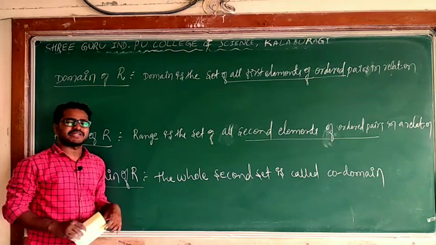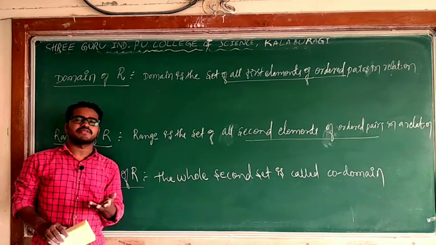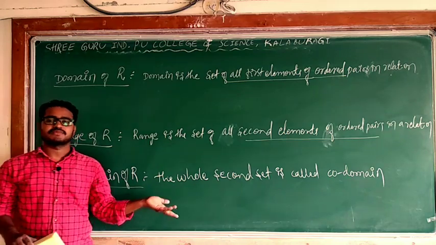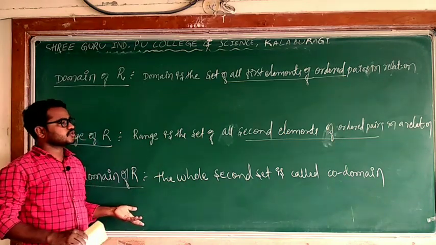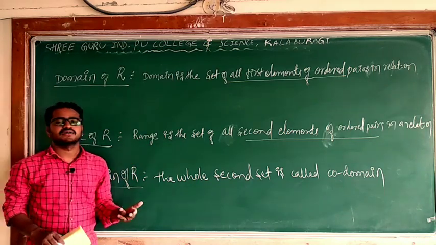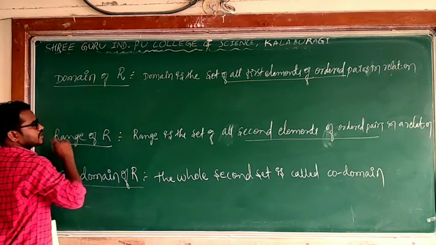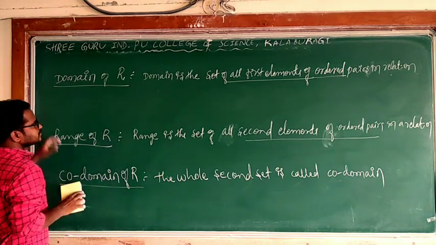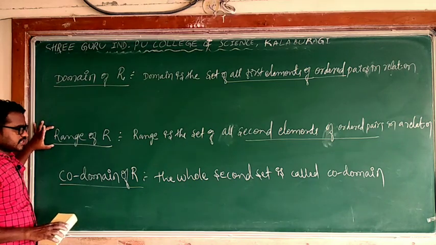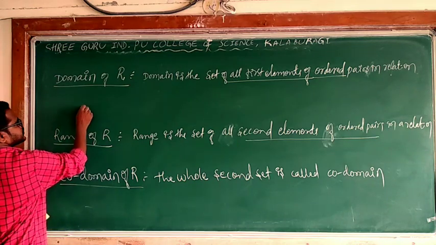Can I say the Cartesian product is also a relation, itself a universal relation? The first elements of the ordered pairs of the given Cartesian product are the domain, and the second elements of the ordered pairs of the given Cartesian product are the range. Domain is a set of first elements. Range is a set of second elements. The whole set is the codomain. I will take one example here.